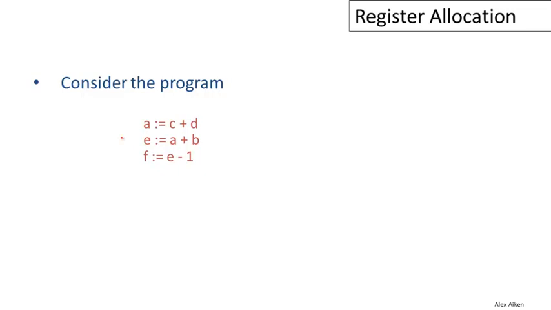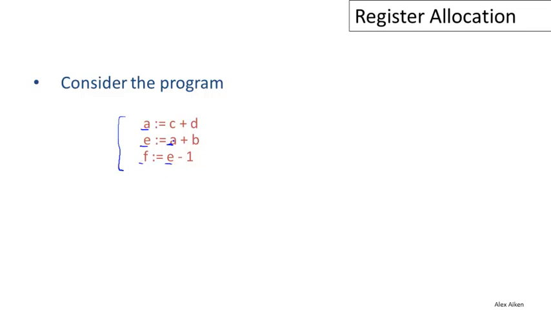So let's consider this program, and I'm going to switch colors here. Okay, it's a simple three-statement program. And notice here that A is used in the first two statements, so it's written in the first statement, read in the second statement. E is written in the second statement and read in the third statement, and F is only written in the third statement.